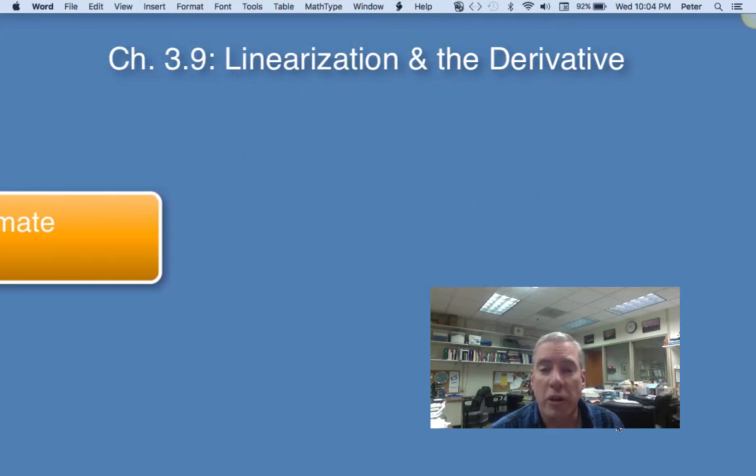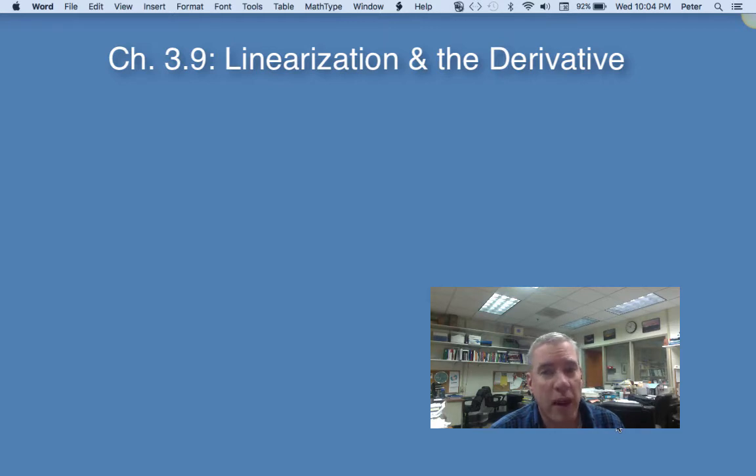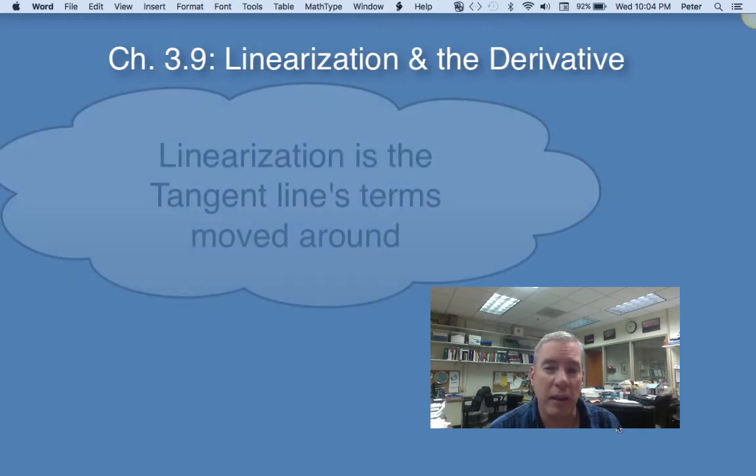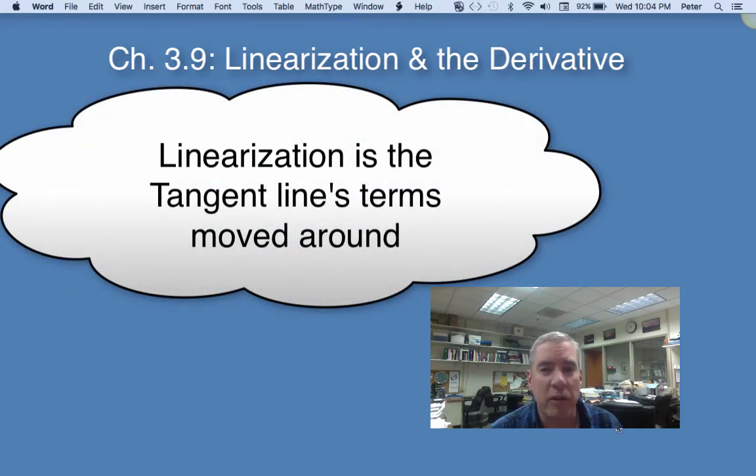Okay, I want you to take good notes, to pause often, and I want you to pay special attention how the linearization really is just the tangent line in a different form, where we just move some of the terms around.